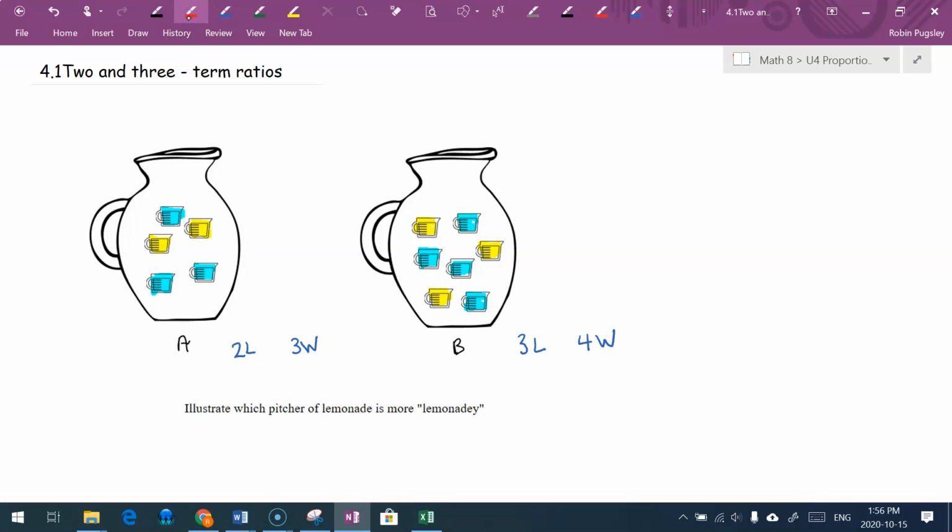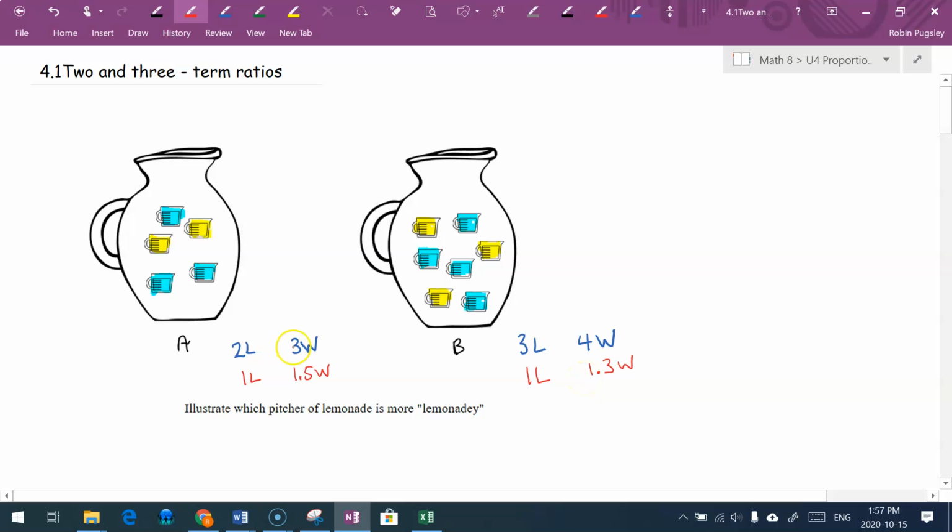What we could do is say, what if I only have 1 lemonade? Let's cut the recipe in half. That means I only need 1.5 cups of water, right? Oh, and then we could do the same thing over here. Let's see how much water I would need if I only wanted 1 cup of lemonade. So this time I would go 4 divided by 3, which is about 1.3. So we can see that if I am using 1 lemonade, this concentration, pitcher A, has more water, so that makes B more lemonade-y.